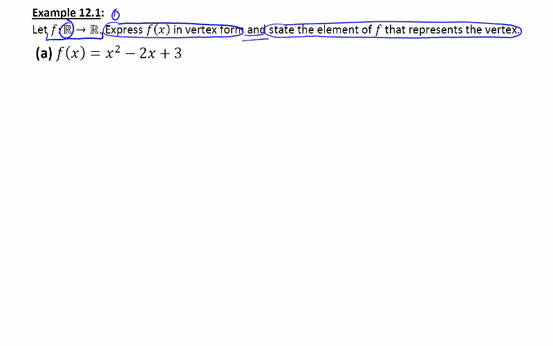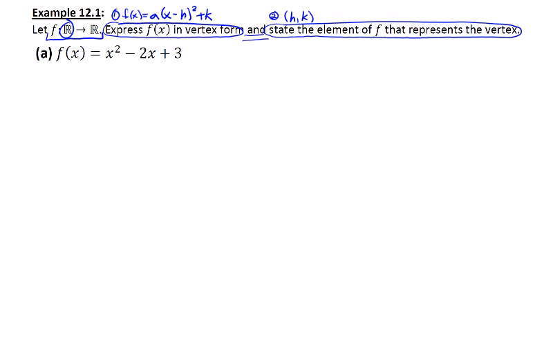Number one is we're supposed to write f of x in its vertex form, meaning a times x minus h squared plus k. And number two, we're supposed to state the element of f that represents the vertex. F is a function, which at its core is a mapping. The elements of a mapping are ordered pairs. The ordered pair that represents the vertex is located at h comma k.